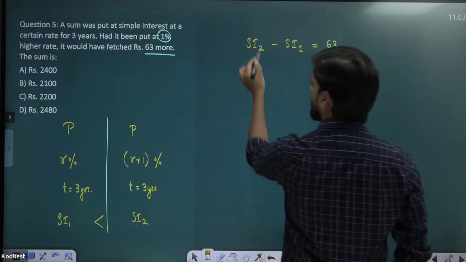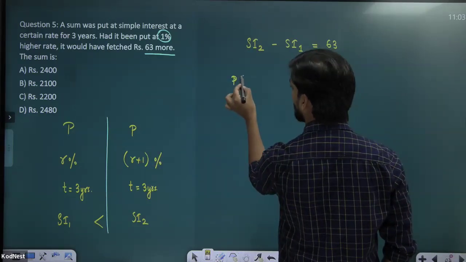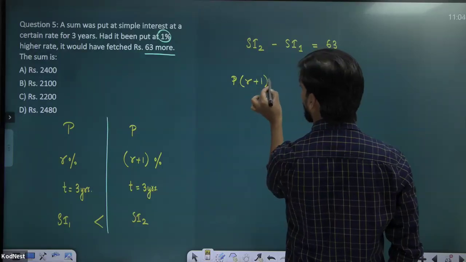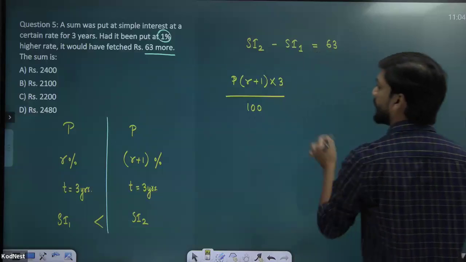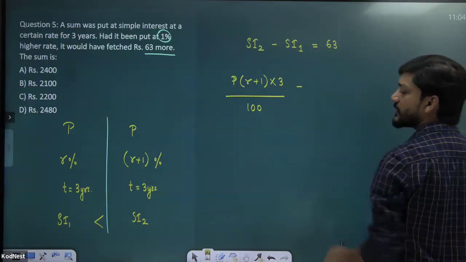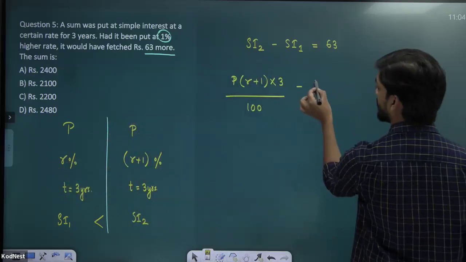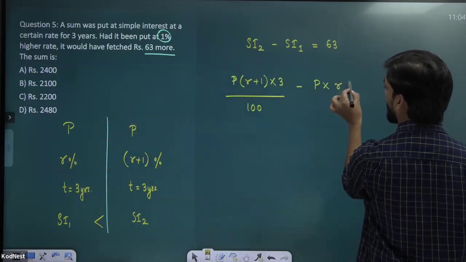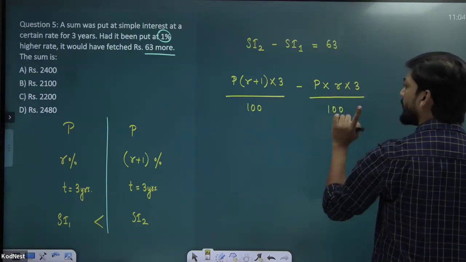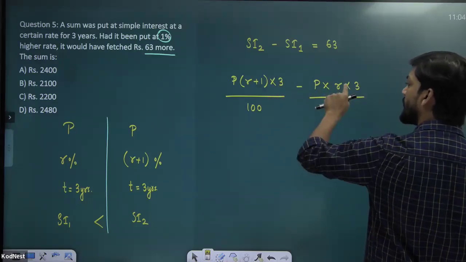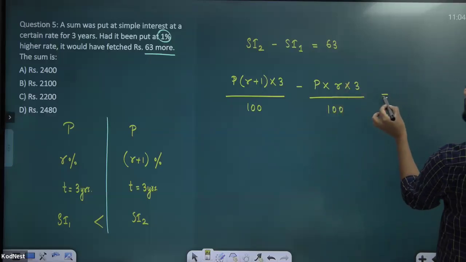So let's see. Simple interest is principal, rate, time. So principal into rate of interest into time divided by 100, minus simple interest 1. Simple interest 1 means principal rate time divided by 100. So principal into rate into time divided by 100. Only one difference: the rate of interest is different. That's why the formula seems different. Equal to 63.